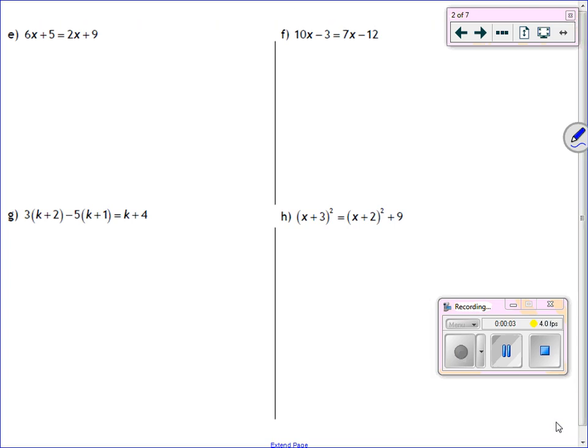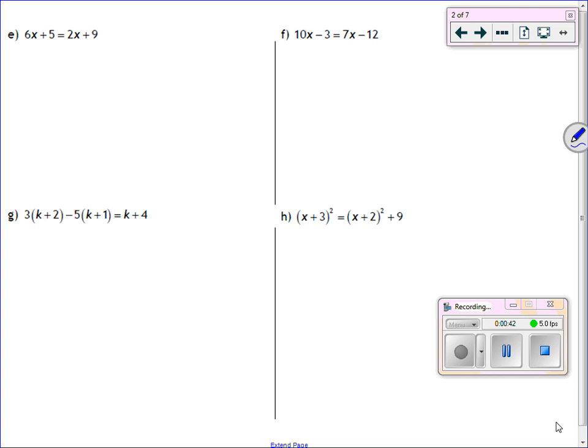Moving on with the revision of basic linear equations. E is an example of a double-sided equation where we've got x's on both sides. So remember, whenever we want to solve an equation, we want all of our x values on one side and all of our numerical values on the other side. It doesn't really matter which side x is on, but by convention, because in this country we read from left to right, we tend to have the x on the left hand side.